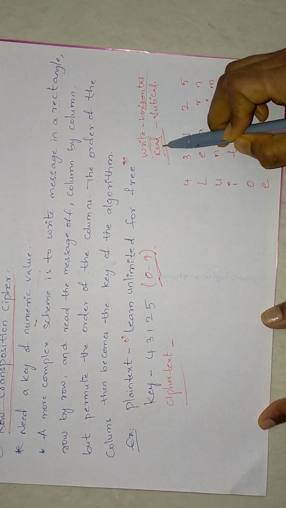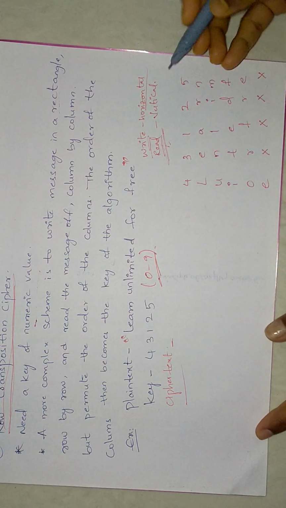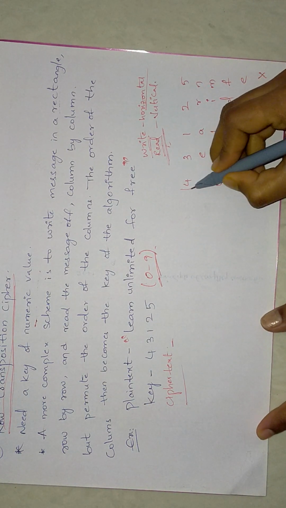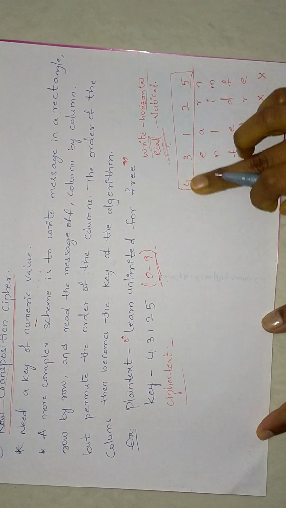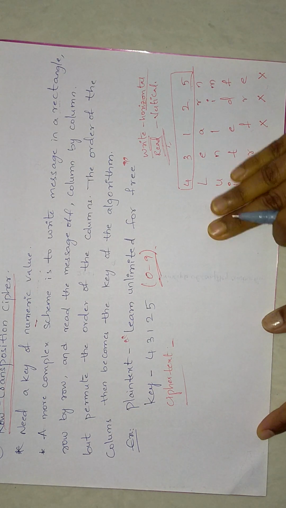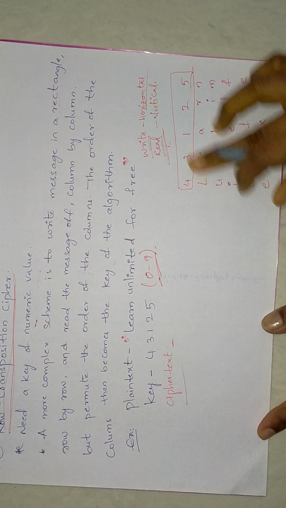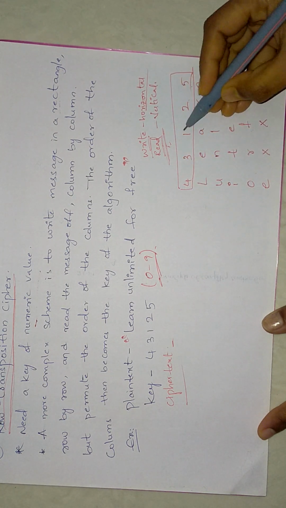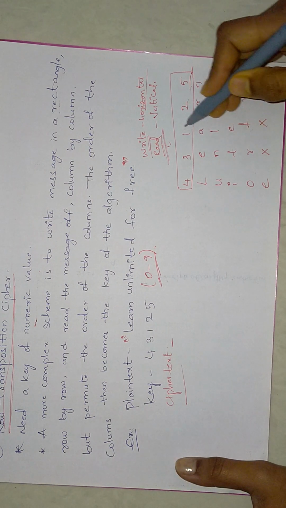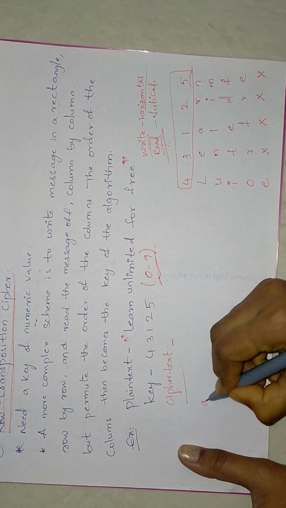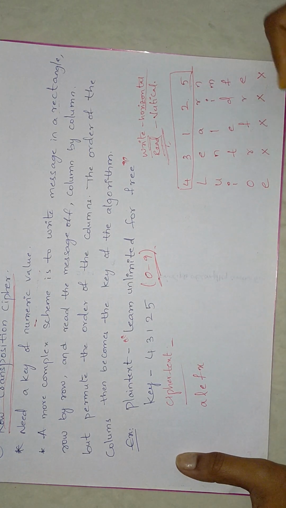Whatever we read is the ciphertext. How do you do it? First check the key value, which here is 43125. We go in ascending order of the values. 1 is the least number in the key, so take this column first, reading it vertically: A L E F X. So the first column is done.